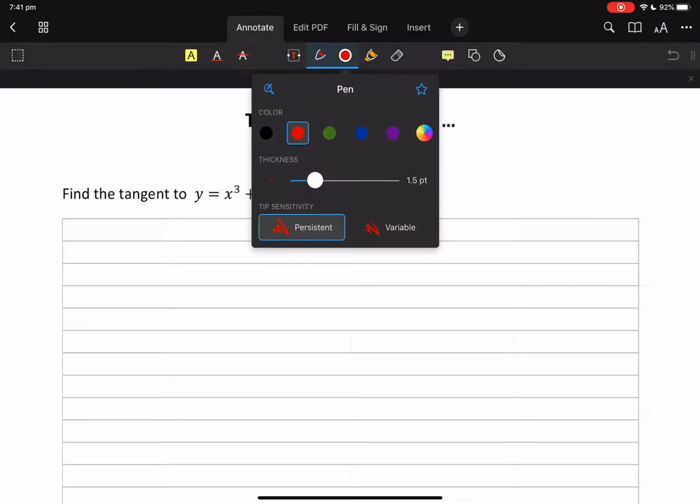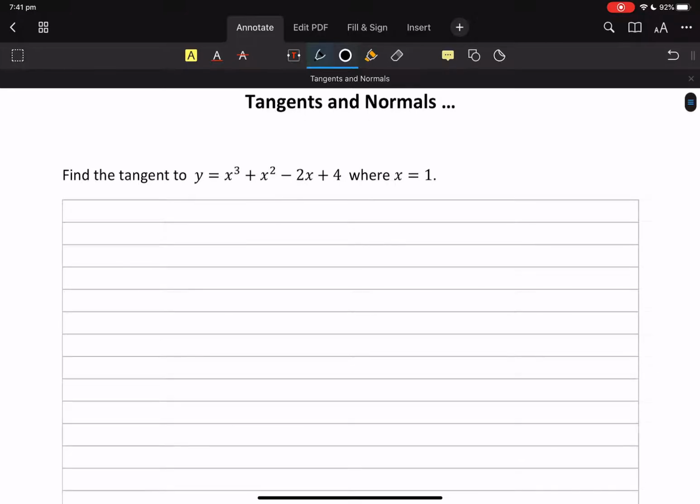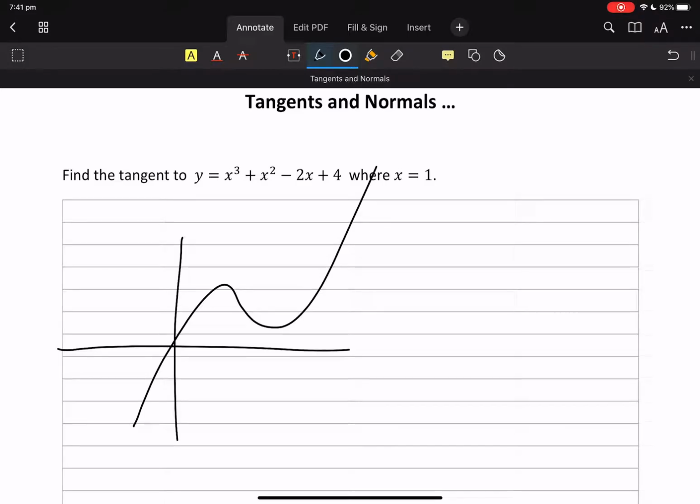Okay, tangents and normals. Find the tangent to this cubic where x equals 1. I'm going to encourage you, even though it doesn't need to be perfect, to sketch it. Just go, rightio, I've got a cubic, it looks like that, and I want to draw a tangent where x equals 1.